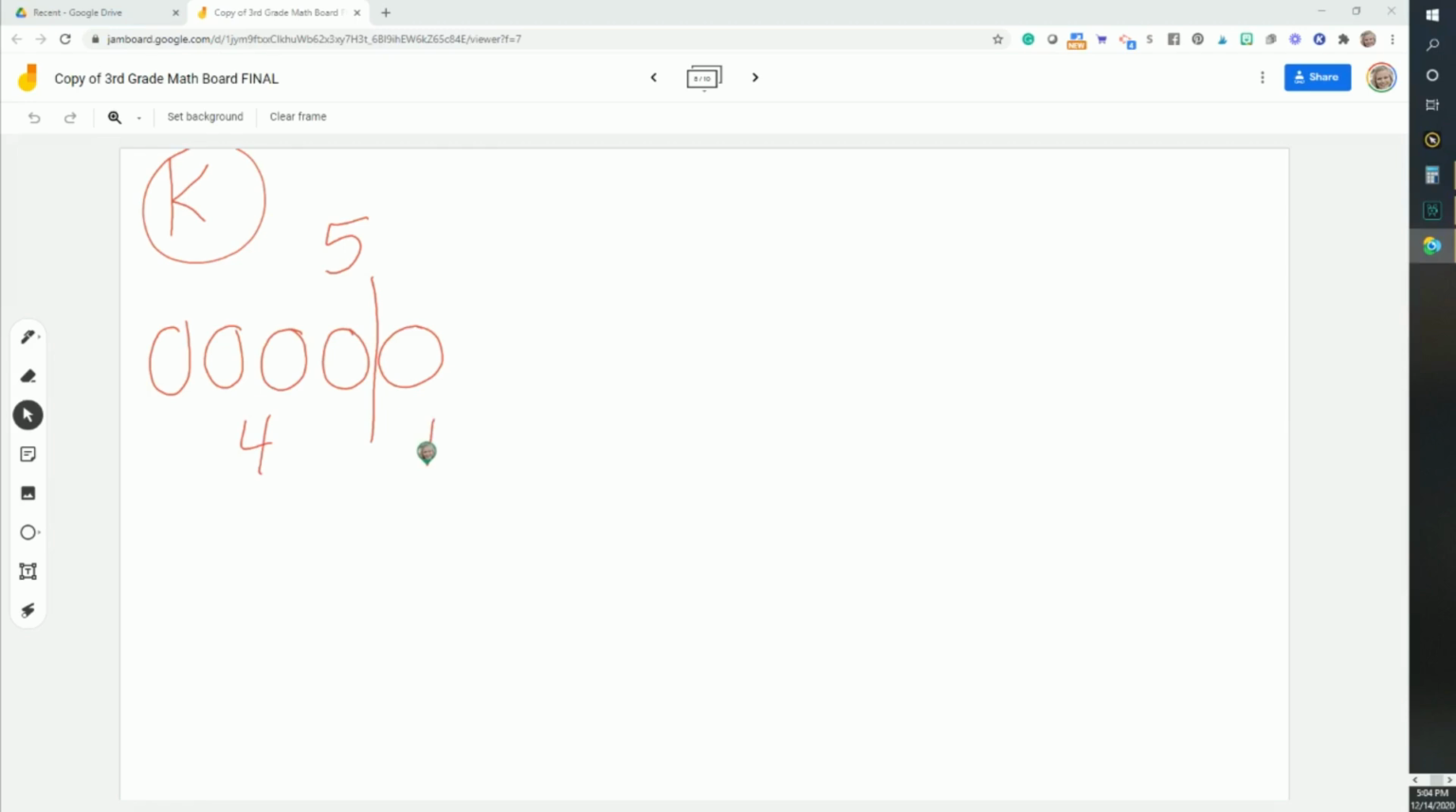Or we could remove that break apart stick and move it here, and the total didn't change, but my partners changed. So now I have 2 and 3. So you can see that the break apart stick shows me my different partners. And one of the more important pieces is that students see that the total did not change. It's not my total changing, it's just how I've rearranged that break apart stick. So that's a big understanding for kindergarten. They start their year with this.